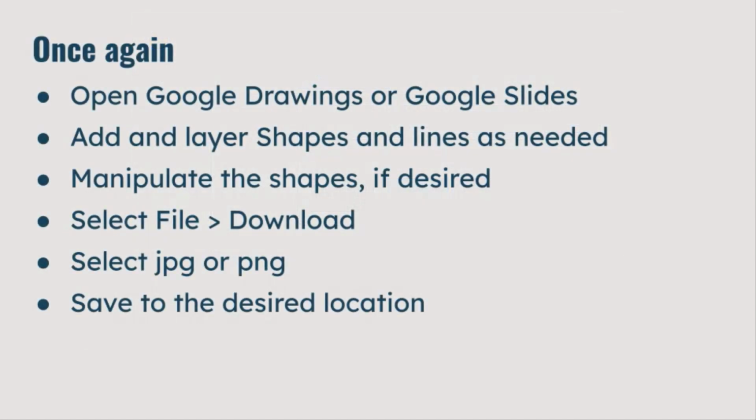Easy! Once again, open Google Drawings or Google Slides. Add and layer shapes and lines as needed. Manipulate the shapes if desired. Select File and Download, then select JPEG or PNG. Save it to the desired location. Then when you're ready to use it, upload it from your Google Drive or wherever you've saved it.